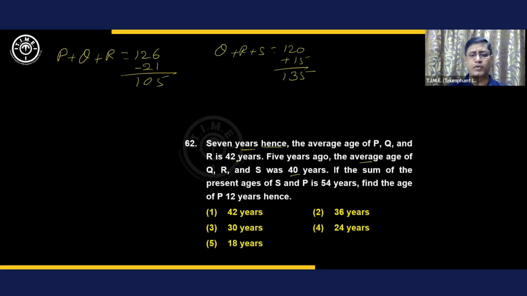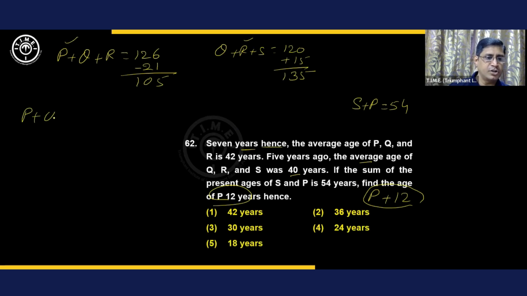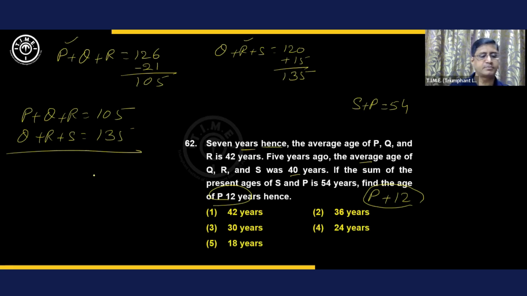Okay, now look at these two values. And one more condition is given. If the sum of the ages of S and P is equal to 54, then find the age after 12 years. Whose age is to be found? P's age is to be found. P after 12 years. Okay, now look at these conditions. First equation and the second, by simplifying these two: P plus Q plus R is equal to 105. Q plus R plus S is equal to 135.